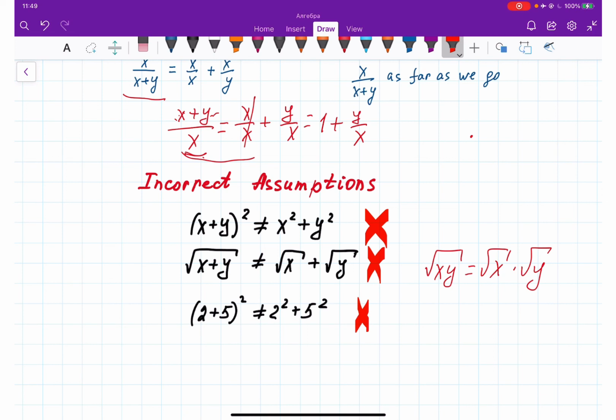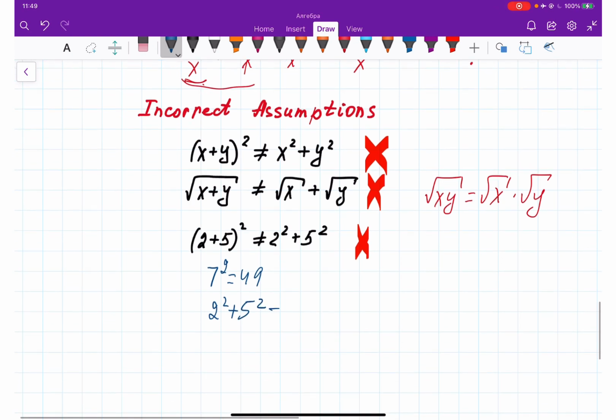Because let's check it. 2 plus 5 is 7, squared is 49. Now let's do 2 squared plus 5 squared. It's going to be 4 plus 25. It's equal to 29. All right?